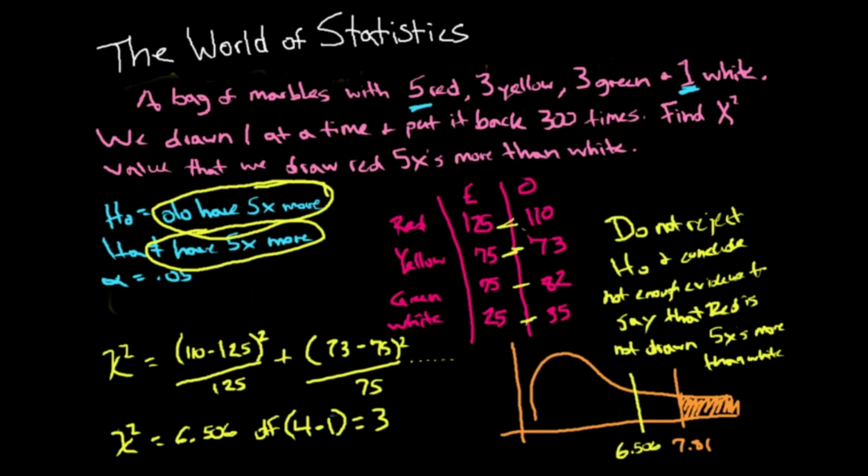So what we try to do with hypothesis testing is we would like to see the alternative hypothesis come true or have evidence to support it, because that's what's interesting. In this case, because we're not in our rejection region, we can't reject the null hypothesis. So that's what we're saying here, is we do not reject the null hypothesis, and we're concluding that there's not enough evidence to say that red is drawn 5 times more than white. So that's how that would be written in this case. So these are just a few chi-squared example problems. I hope that this is helpful for you guys with the questions that you're coming across.